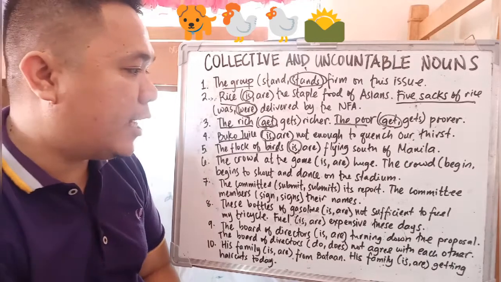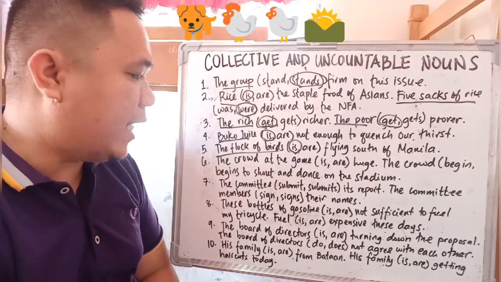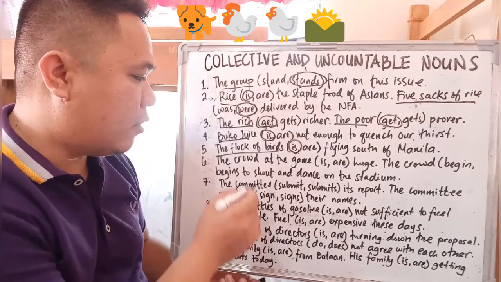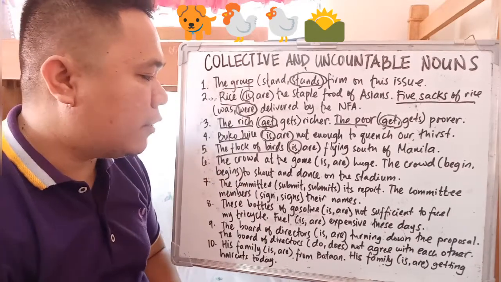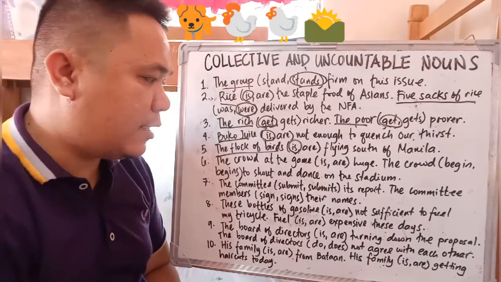Alright, next, the crowd at the game is are huge. The crowd begins to shout and dance on the stadium. So the crowd is a collective noun.